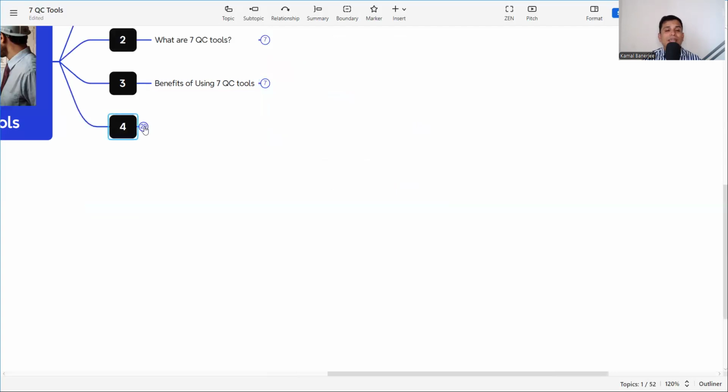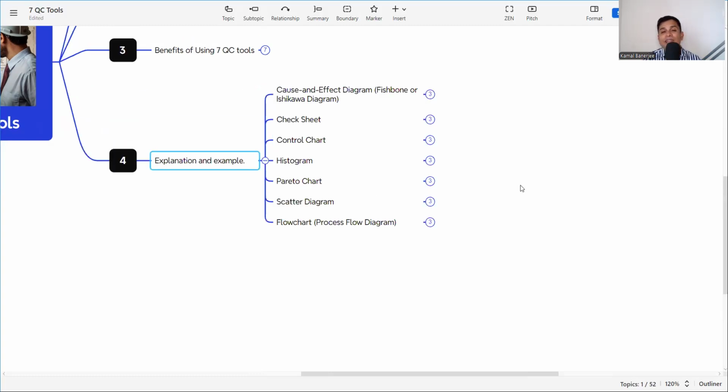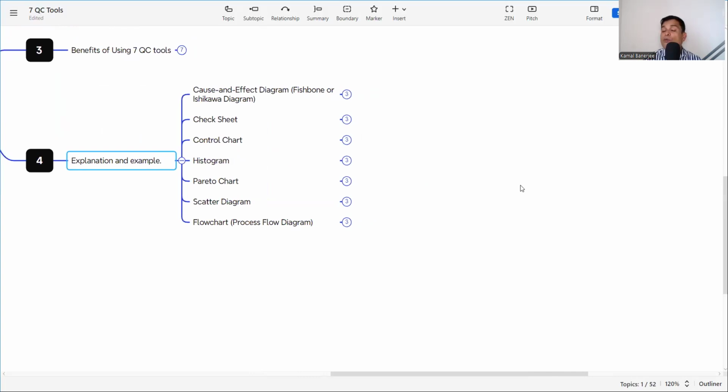Now I am giving just one example for all the 7QC tools, but it is a huge subject. I cannot cover it in a single video. In the next series of videos, one by one, I will discuss each and every tool with a brief explanation. But for today's video, I'm just giving one simple example to understand the uses and how we can use the different tools, like checklist, control chart, everything. But that is a huge subject I cannot cover in this video, but I'm sure in the next video or in the series of videos, I will discuss each and every one in detail.